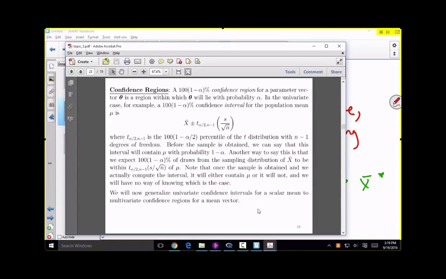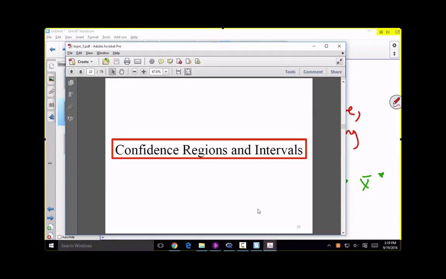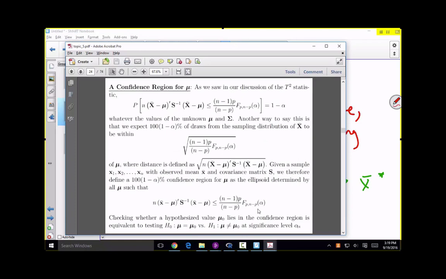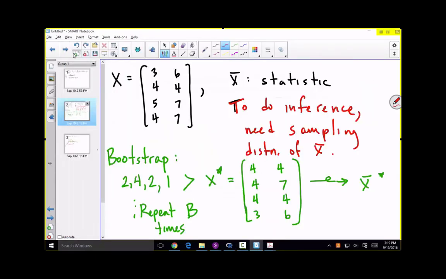Okay, so now let's talk about confidence regions and confidence intervals, simultaneous confidence intervals. Confidence regions come right out of the results we've seen for the t-squared test. The t-squared statistic, if you recall, write it down back up here.